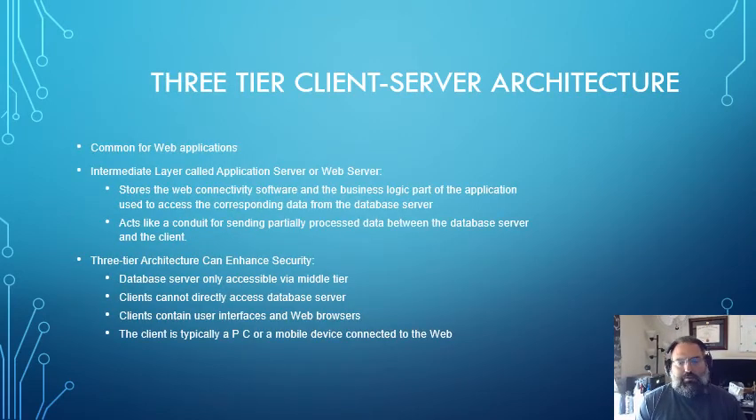The three-tier client-server architecture, this is typically done in a lot of web applications. There's an intermediate layer called an application server or web server. It stores the web connectivity software and the business logic for the application used to access the corresponding data from the database server. Acts like a conduit for sending partially processed data between the database server and the clients. Three-tier architectures can enhance security. Database server only is accessible from the middle tier. Clients cannot directly access the database server. Clients contain user interfaces and browsers. The client is typically a PC or a mobile device of some sort.